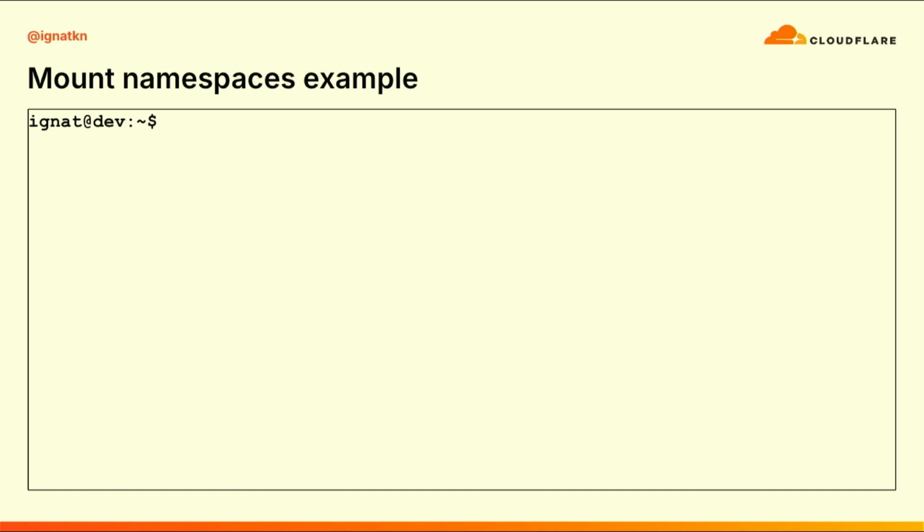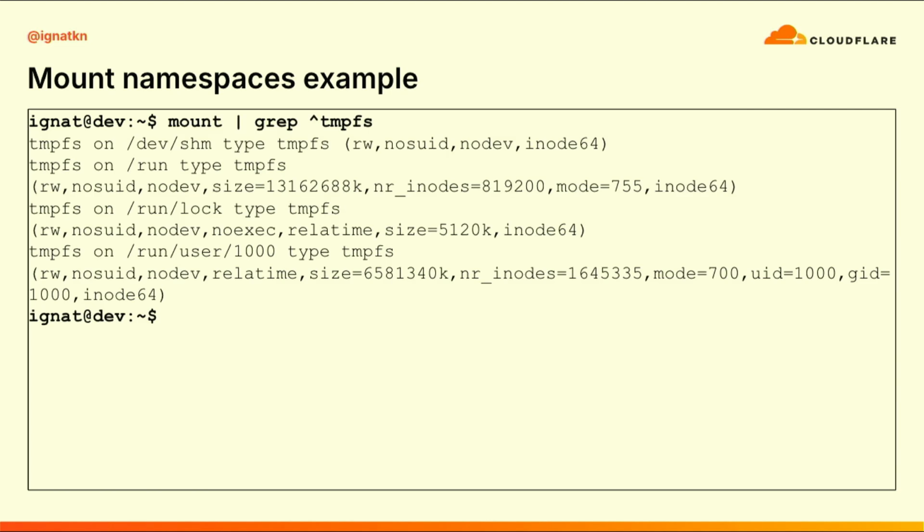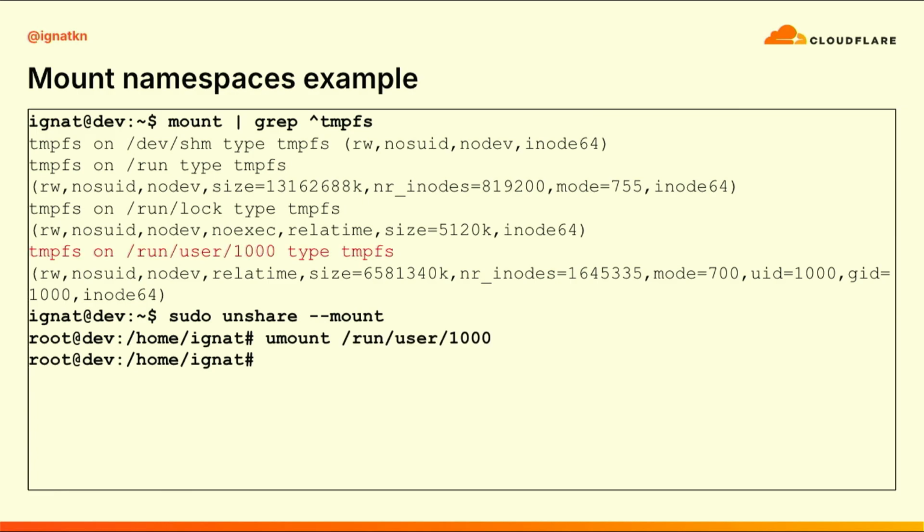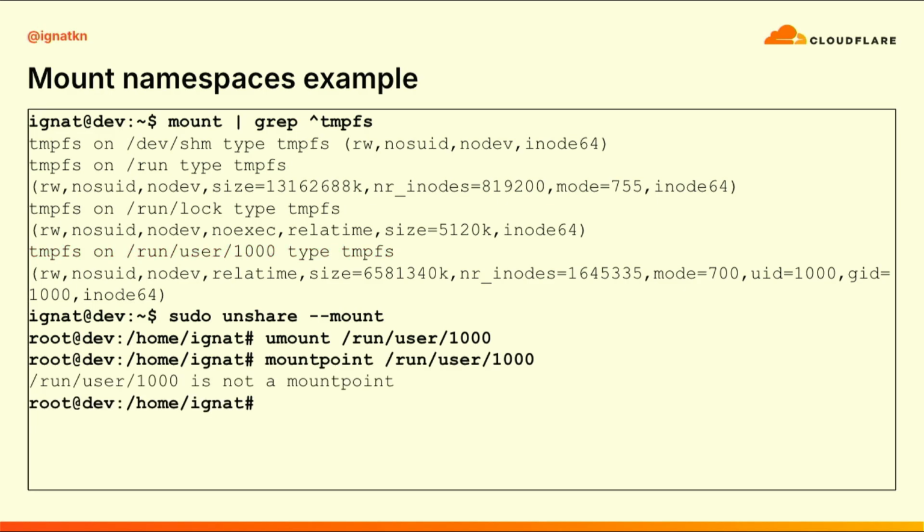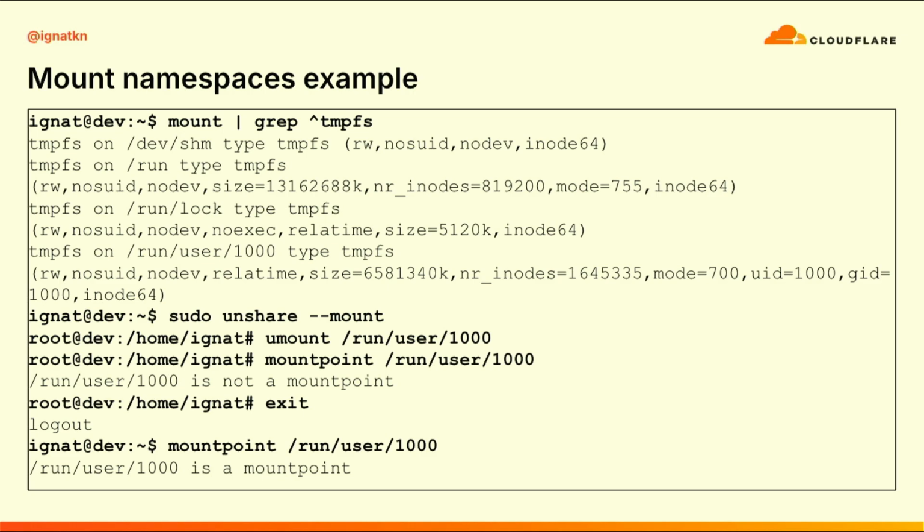All these commands have been pasted from a real terminal. So this is a demo. This is my dev system. I have some file systems mounted. I'm creating a new mount namespace. In my mount namespace, I can unmount one of the file systems, like my user file system on tmpfs on this directory, and I can check that I successfully unmounted the file system. But when I exit my mount namespace, I can check that my file system is still mounted. So I actually affected the copy of the mount tree and not the real tree.